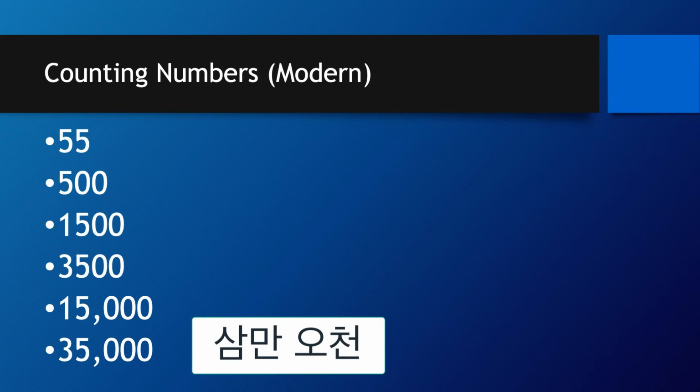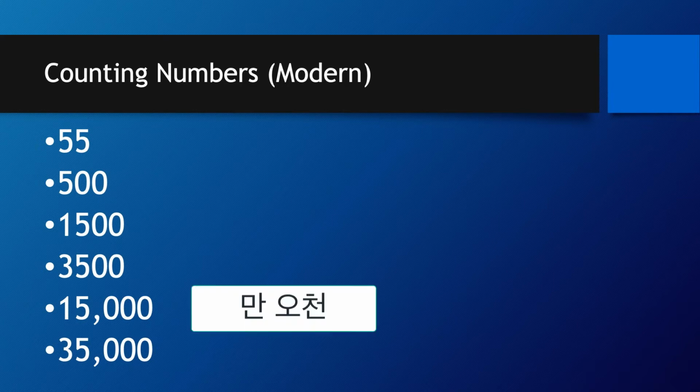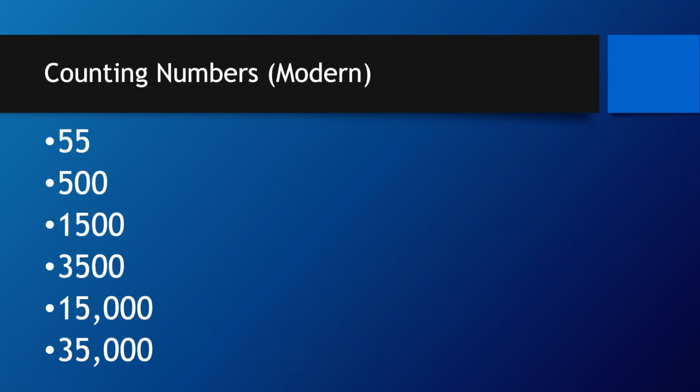You should still read it with a 만, which is at the fourth digit. So instead of 15,000, you have to say 15,000. Instead of 35,000, you need to say 35,000. You need to use 만 when it goes over 1,000 units. 35,000, 15,000.